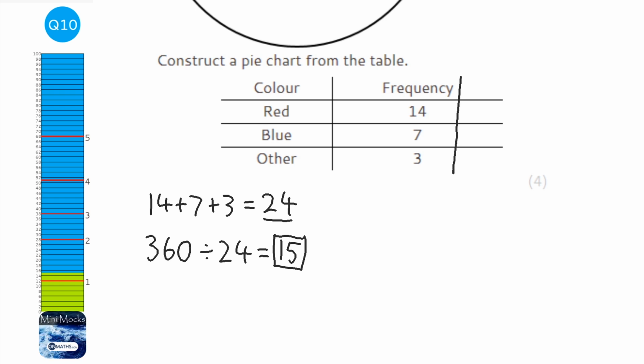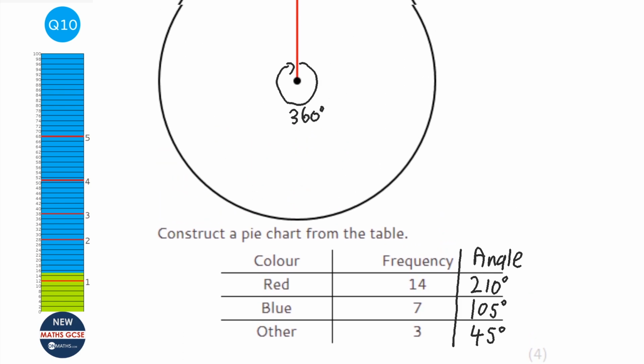So I'm going to add an extra column here and say angle, and I'm going to do 14 times 15, and it's 210 degrees. 7 times 15 is 105 degrees, and 3 times 15 is 45 degrees. And let's just check this. Let's add them up. 210 plus 105 plus 45 equals 360. And then you need to plot it onto the pie chart.